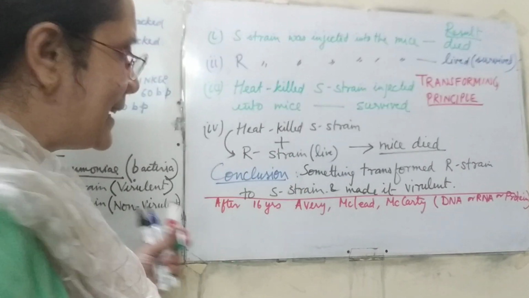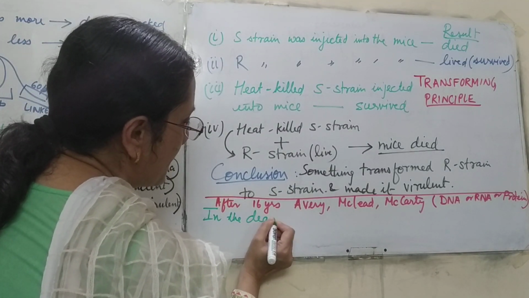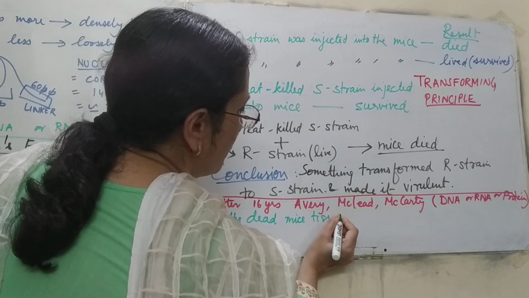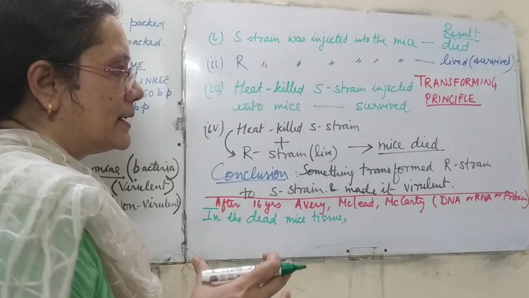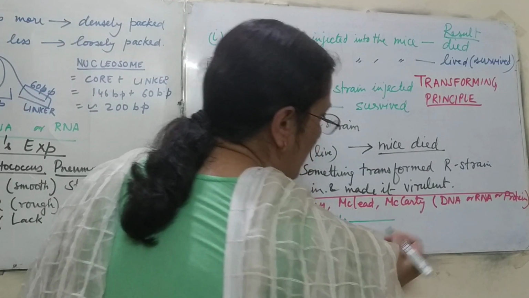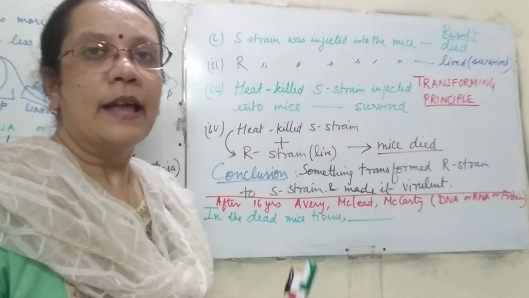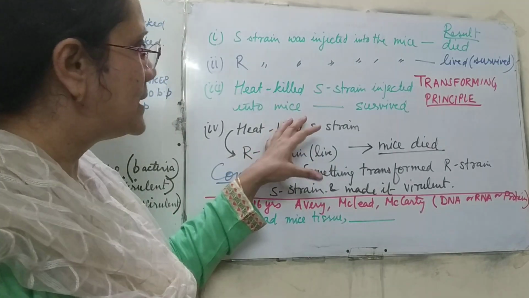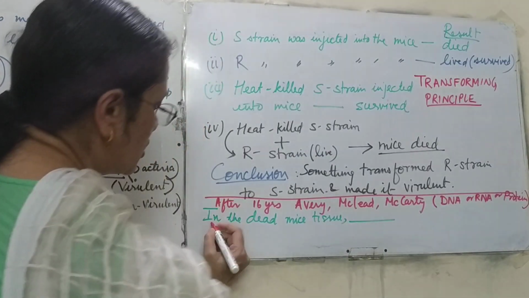What they found out was that in the tissue of the dead mice, there is something which was responsible. Now, in order to understand, what did they first try? They tried to remove the protein from the cells. That is, the first thing they used was protease.